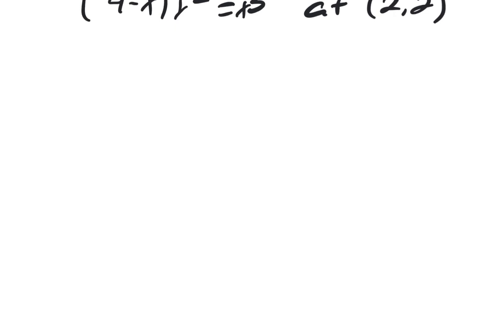So let's just get into it. Okay, find the slope of the tangent line to the graph (4 minus x) multiplied by y squared equals x cubed at point (2, 2). So first, we must find the derivative using the product rule here.